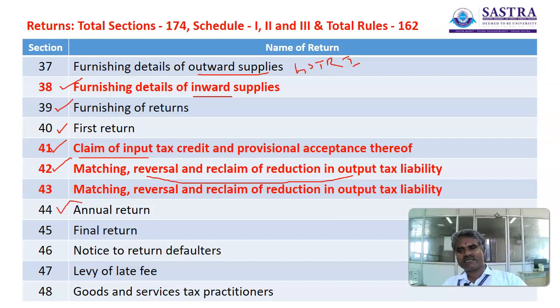Then 44 is annual return. When we have to file annual return, what is the due date for annual return? What are all the documents, what is all the information we need to upload? Everything is available in section 44.